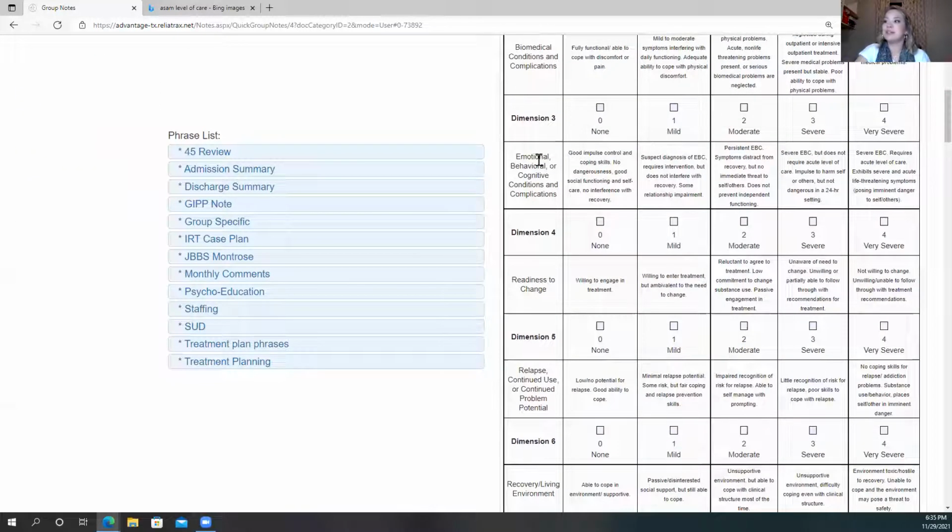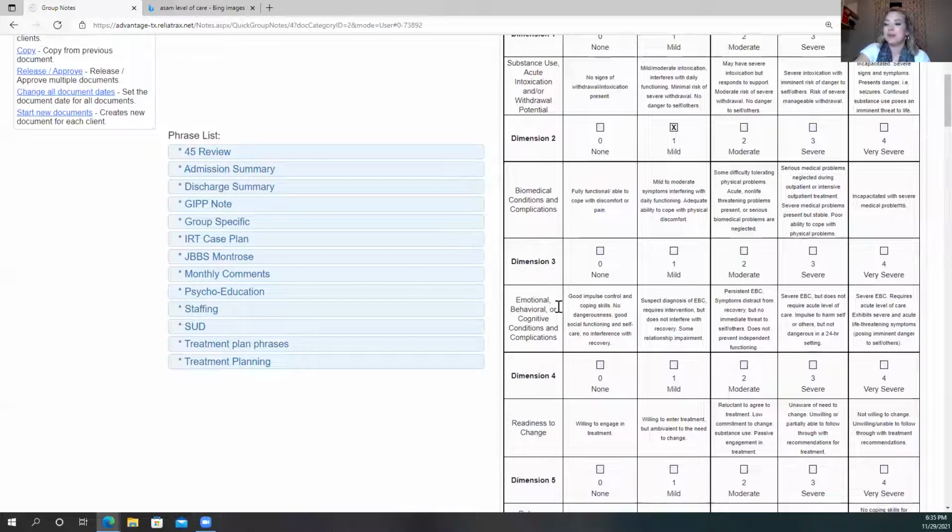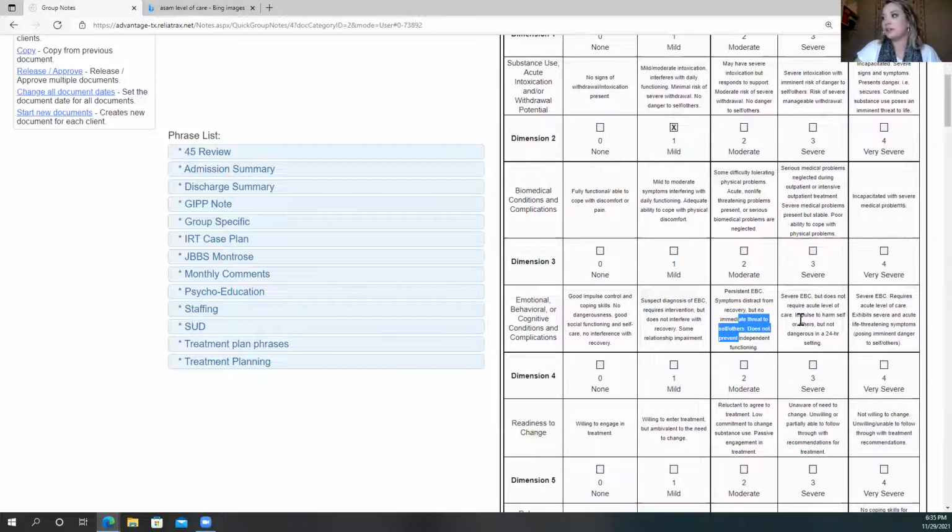All right. Dimension 3 is what we call the EBC, emotional, behavior, and cognitive conditions. And so again, this would be how is their mental health? I think about this as kind of their mental health one. If I could just rate it on that continuum, do the symptoms distract from recovery, but they don't have any threat to self or others? Maybe they have very serious mental health concerns and we need to address them, but they do not require acute levels of care.